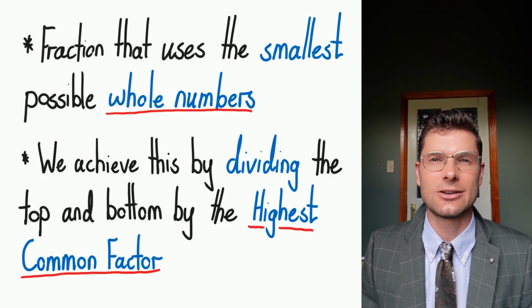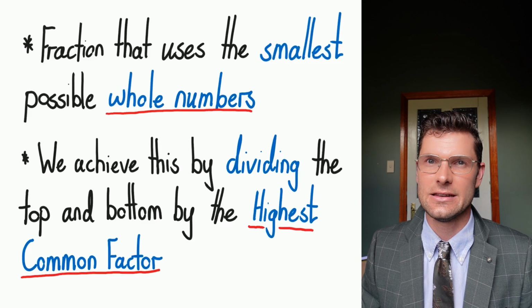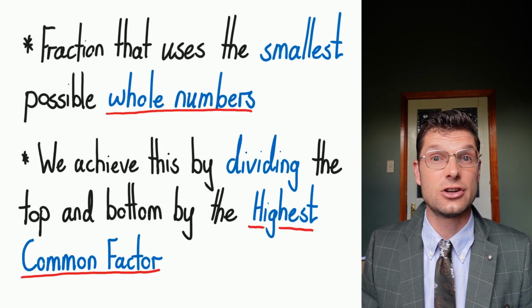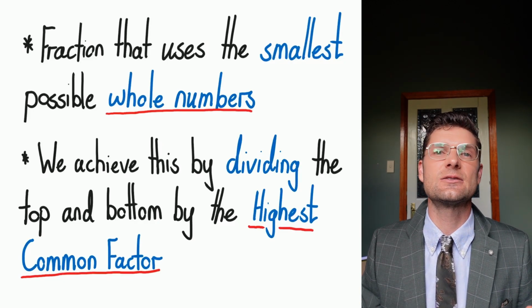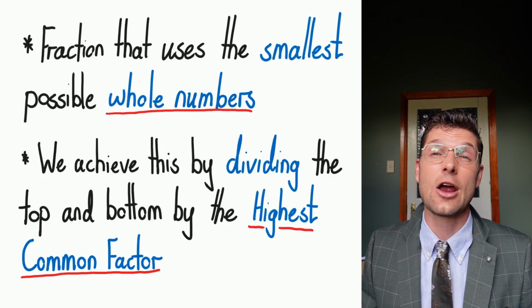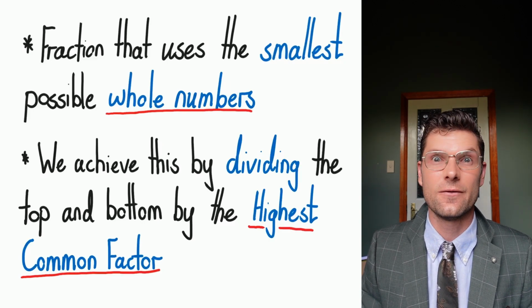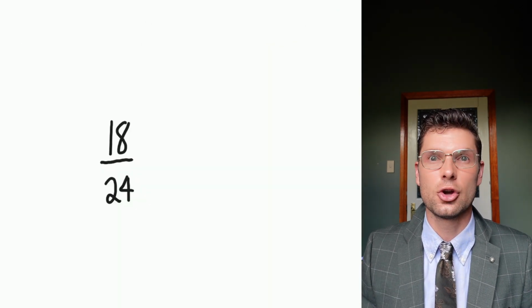So if we're really good at our times tables, we're going to find this incredibly easy, but all we're looking for is a fraction that says the exact same thing as our answer. It has to be equivalent, but in its smallest possible form, using only whole numbers. We don't want to get confusing and throw some decimals in. Let's look at an example now.